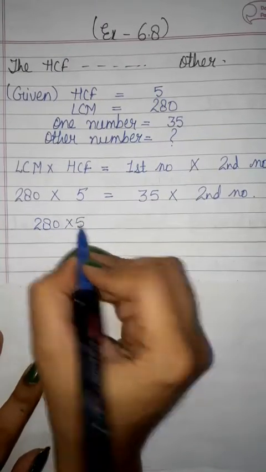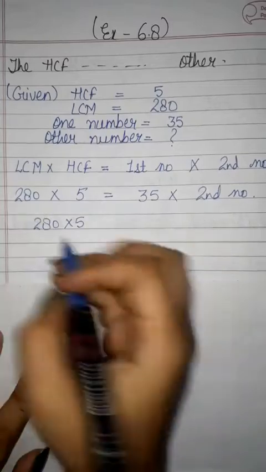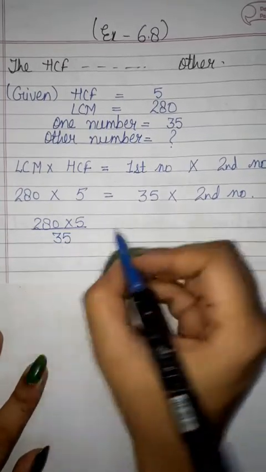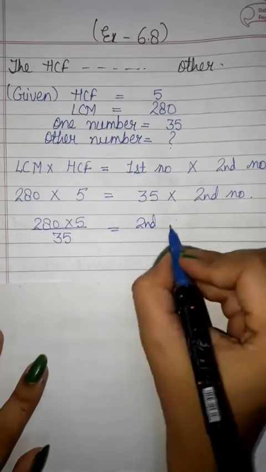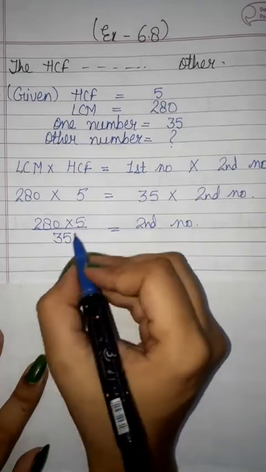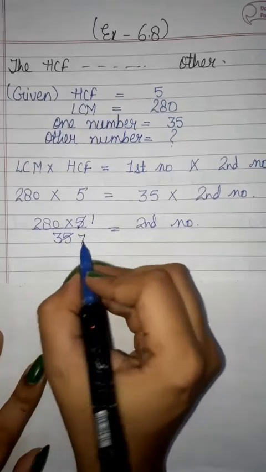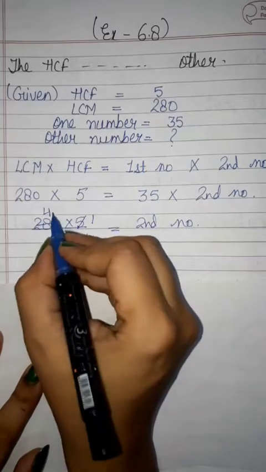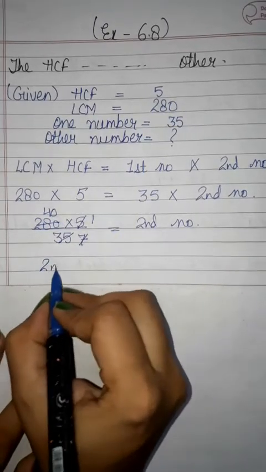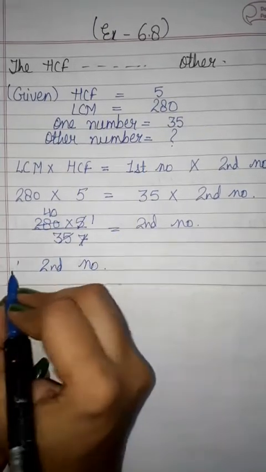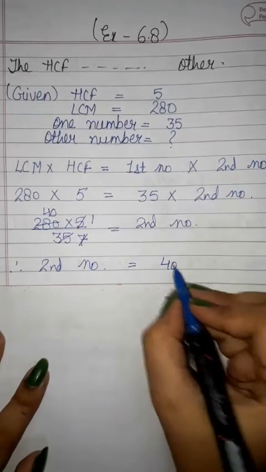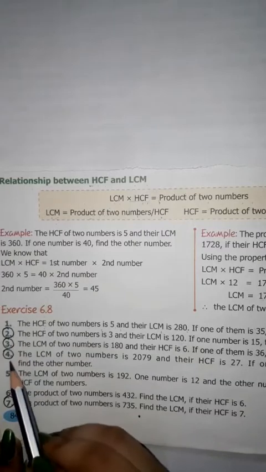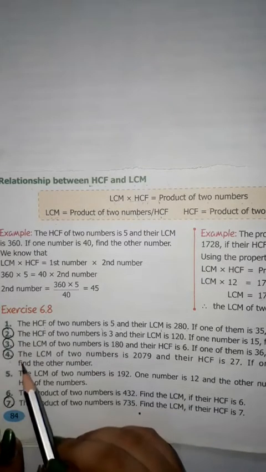280 into 5. This 35 we have to bring to this side. So it is multiplying over there, so this 35 will come in division. Is equal to the second number. So you can divide this: 5 ones are 5, and 5 sevens are 35. Again 7 and 28. 7 fours are 28 and 0 as it is. So the second number is equal to 40. This is your answer. Children, question number 2, 3 and 4 are all the same. You will be doing them yourself.